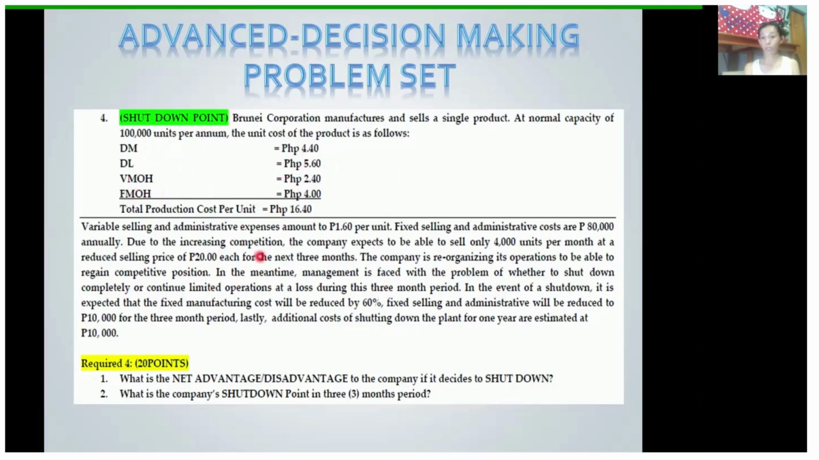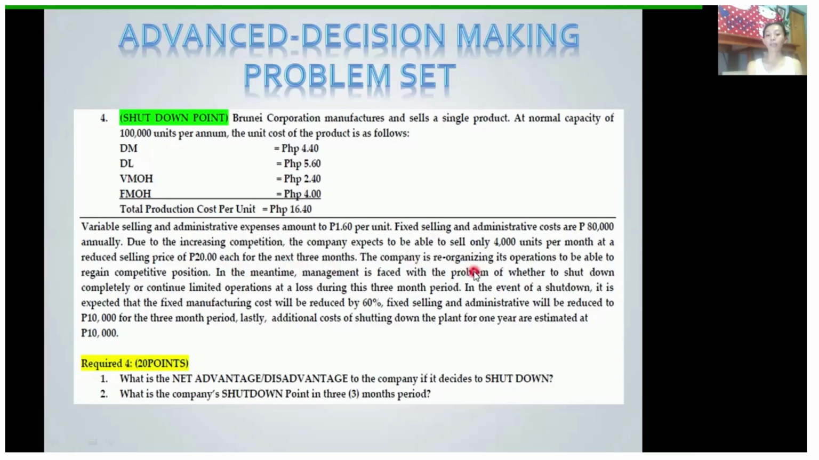So what's the situation with Brunei? Variable selling administrative expenses amount to 1 peso and 60 centavos per unit. Fixed selling and administrative costs are at 80,000 pesos annually. Due to the increasing competition, the company expects to be able to sell only 4,000 units per month, at a reduced selling price of 20 pesos each for the next 3 months.